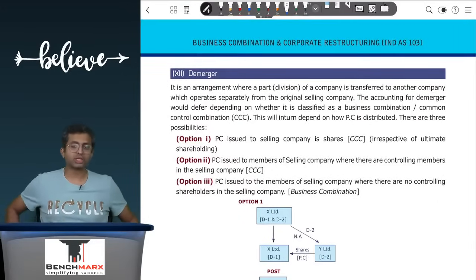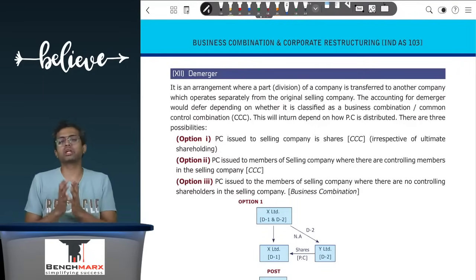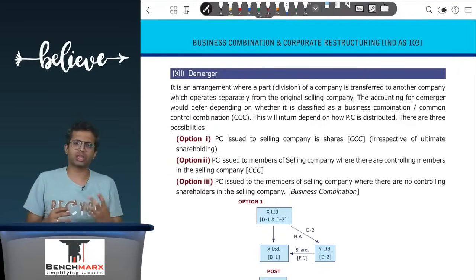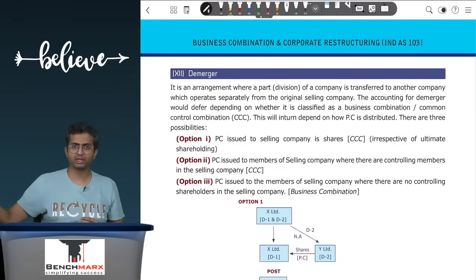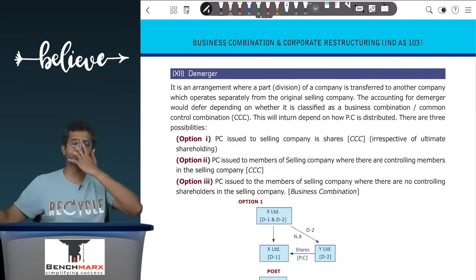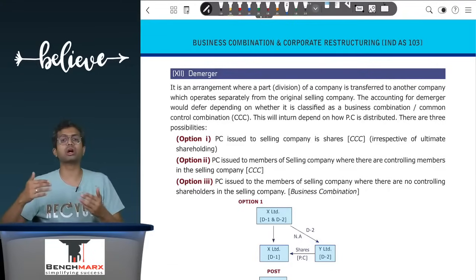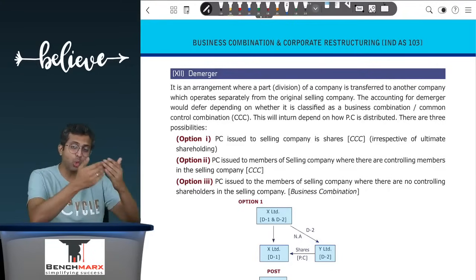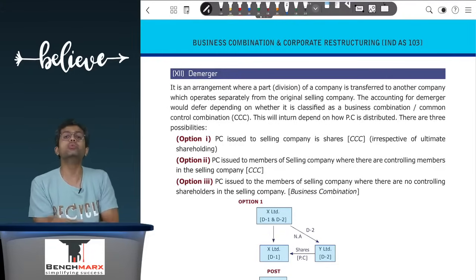Now, a very special case that the institute loves asking at the stage of common control combination is the demerger case. In case of a demerger, let's say there is a company X which has two divisions, D1 and D2. It decides to demerge division D2 into a separate company Y. So, X still continues its business with division D1, and now there's a new company Y which acquires division D2. Since Y is acquiring D2, it takes over assets and liabilities. It has to issue consideration. To whom will it issue consideration? Well, it will typically issue consideration to the selling company, which is X Limited.